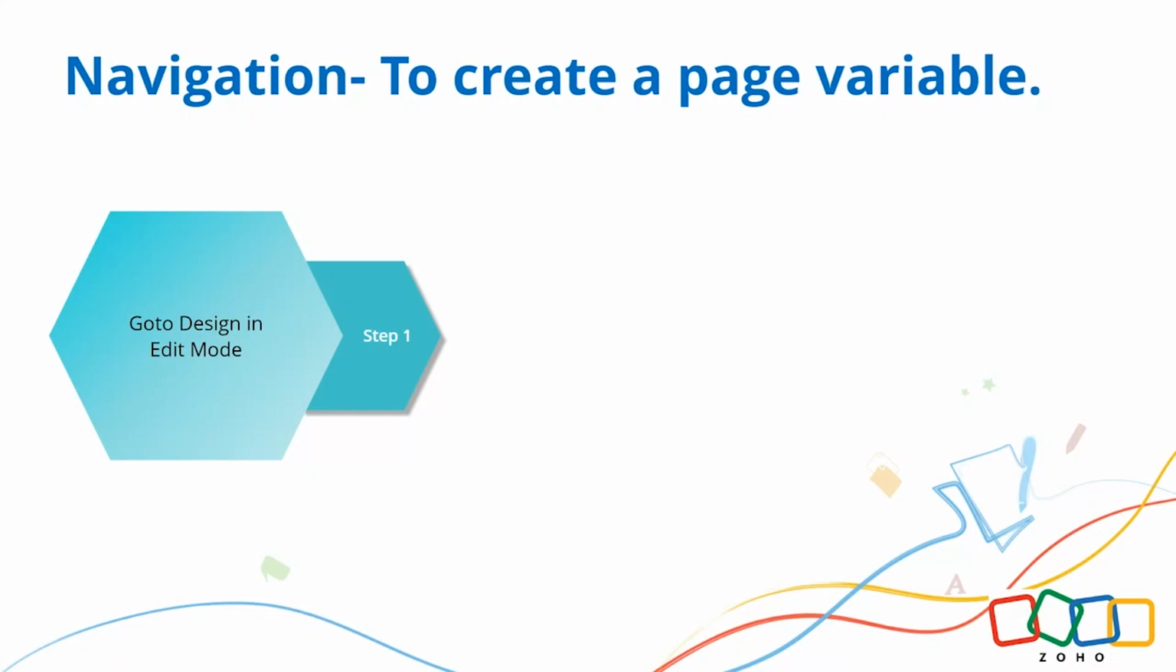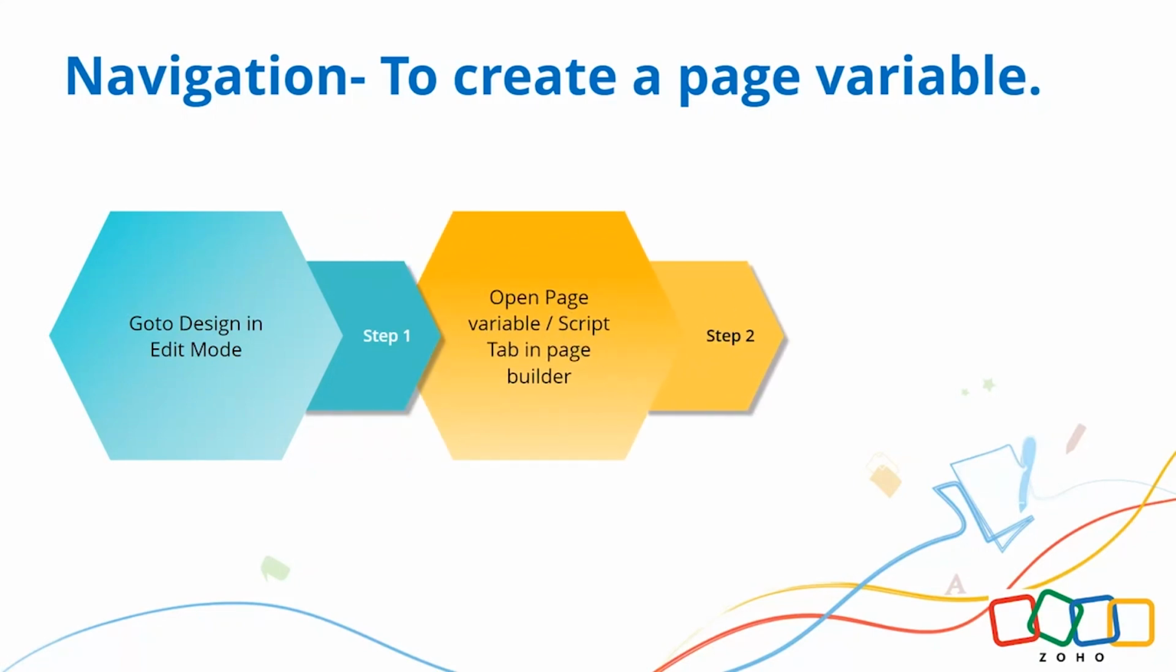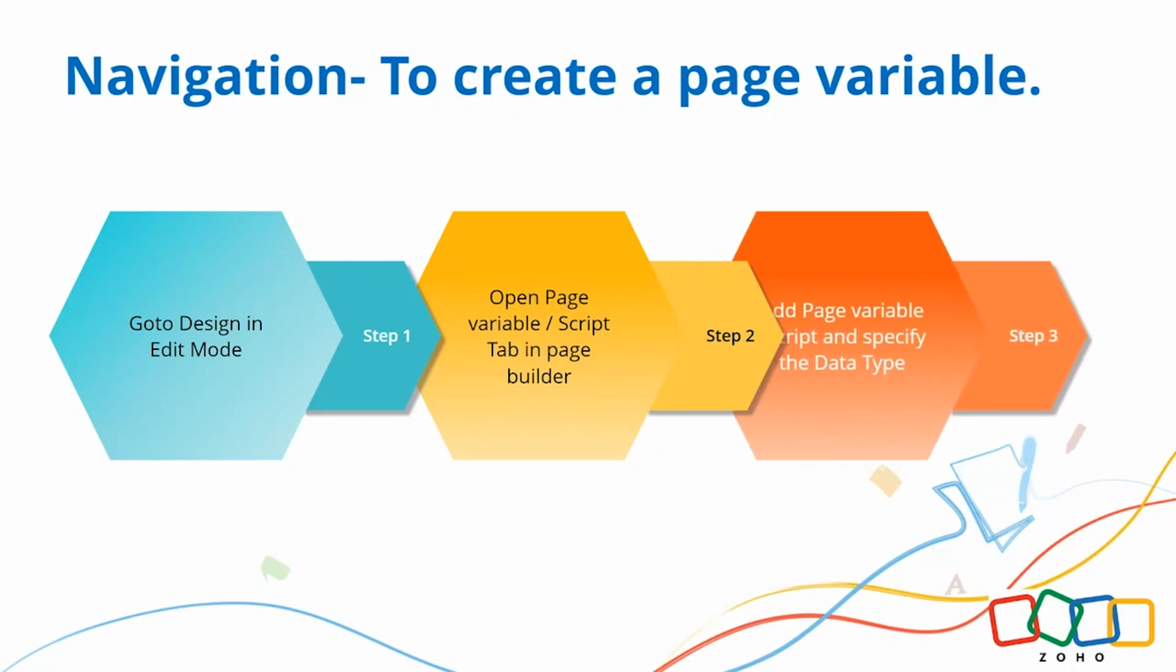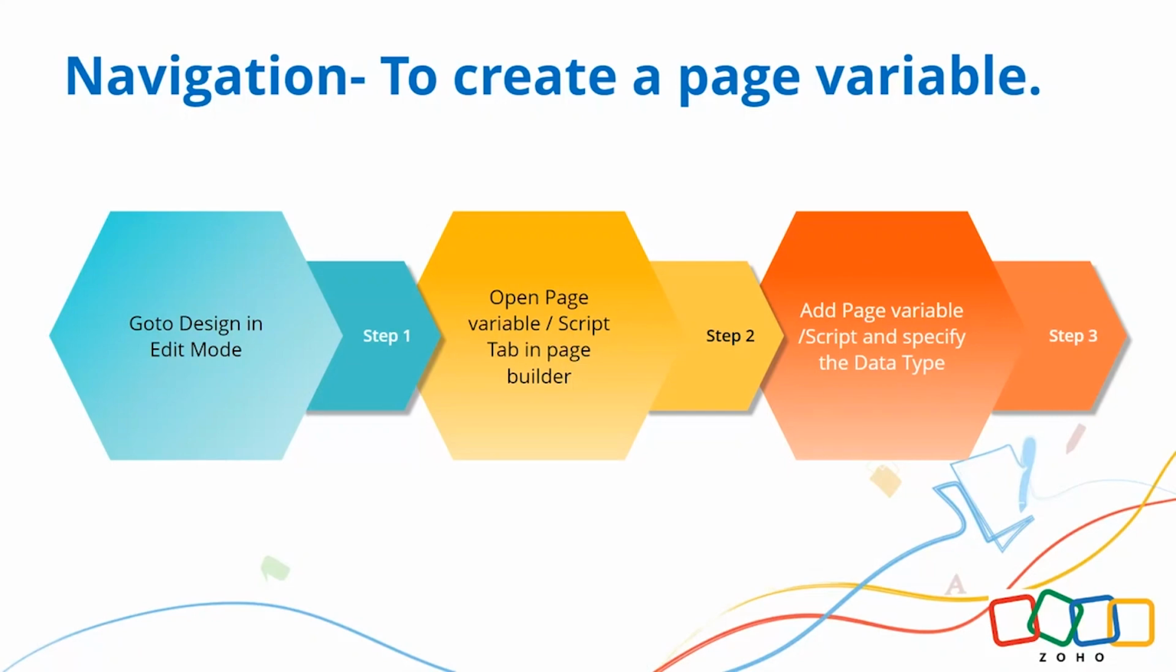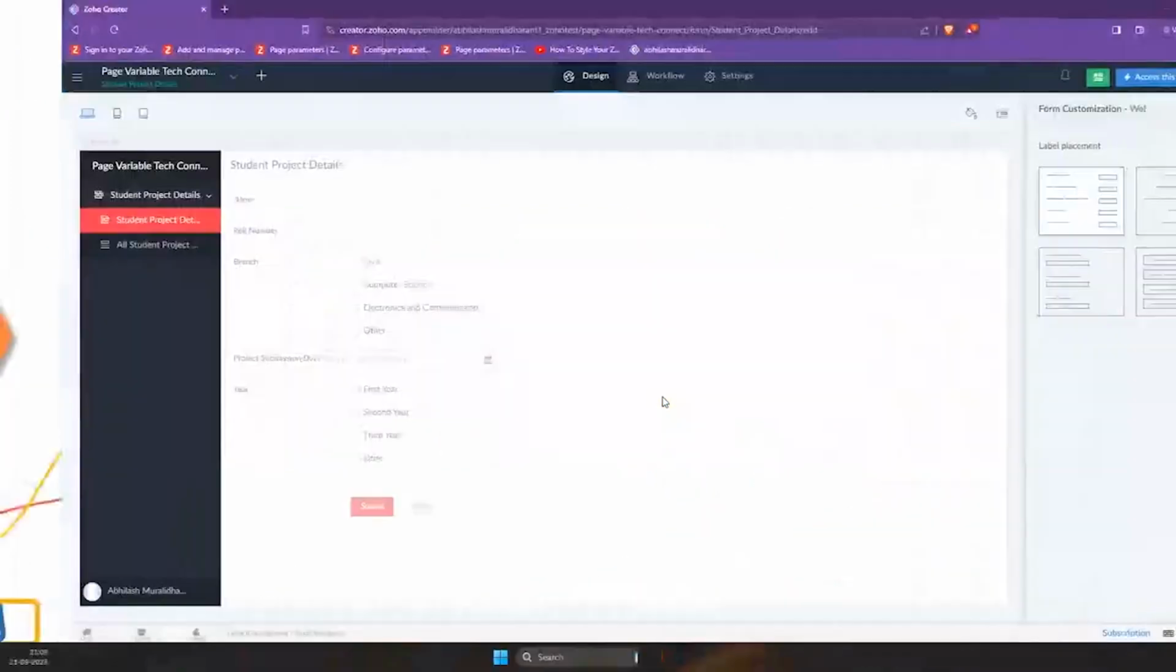At the same place, at the top right corner, once you get into the edit mode of this application, you will see one of the options under the name of page variable or page script. You can go ahead and click on it and you will get two options. One is page variable and the second one is page script. Let me show you how and where this exists.